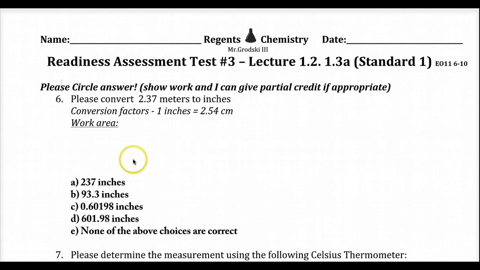This is the review for RAT number 3, or RAT 1.2, 1.3. Let's get started. So I have a question here, and number 6 says, please convert 2.37 meters to inches.